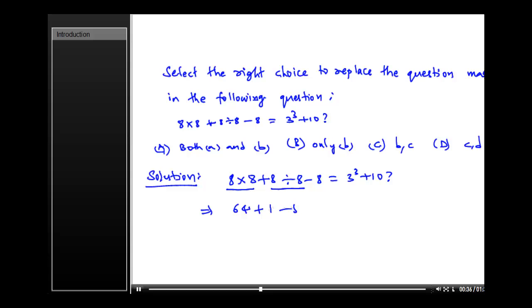64 plus 1 minus 8 is equal to 3 cube is 27 plus 10 question mark. This implies 64 plus 1 is 65 minus 8 will be 57 is equal to 27 plus 10 question mark. This implies 10 question mark is equal to 57 minus 27. This implies 10 question mark is equal to 30. Clearly, from this equation we can conclude that 10 into 3 will give us 30. It is very clear from this equation.